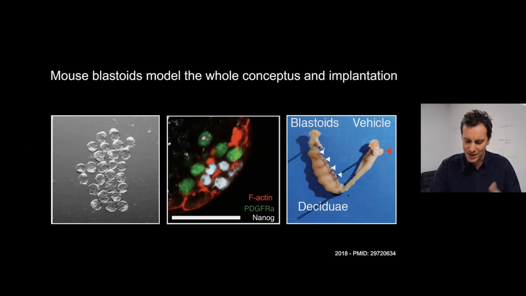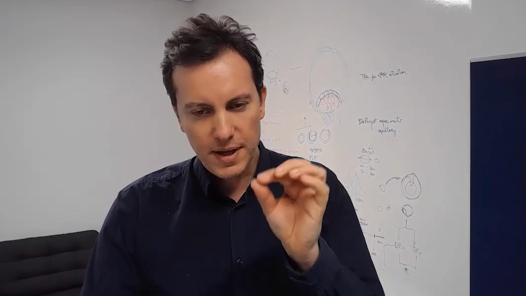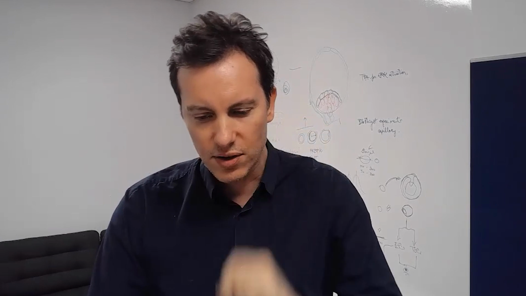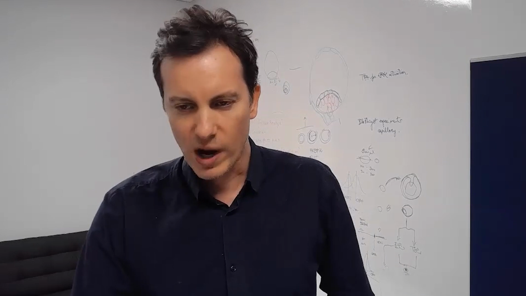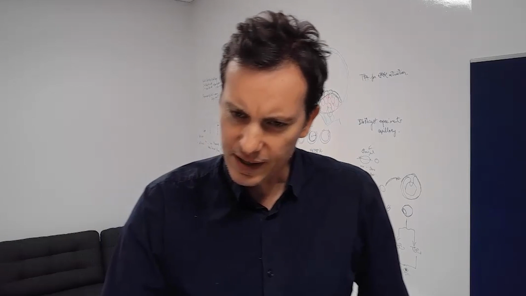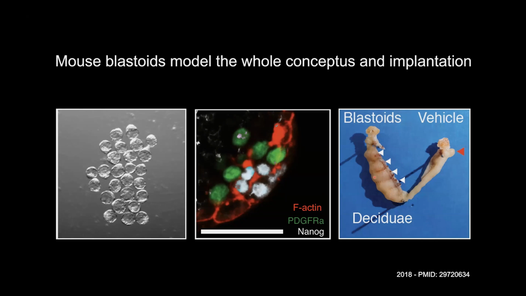And because blastoids are modeling the pre-implantation stage, they could be transferred inside the uterus of a pseudo-pregnant mouse where they implanted. You can see here on the left horn, we transferred the blastoids. On the right horn, we did not. And what you can see is that the uterus is reacting by forming a cocoon around it. This cocoon is called a decidua.